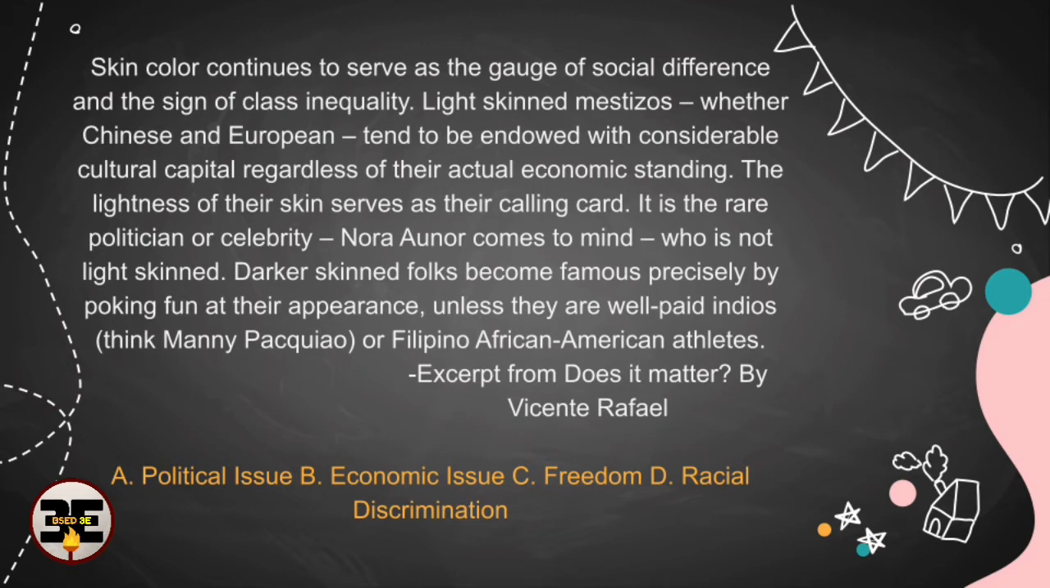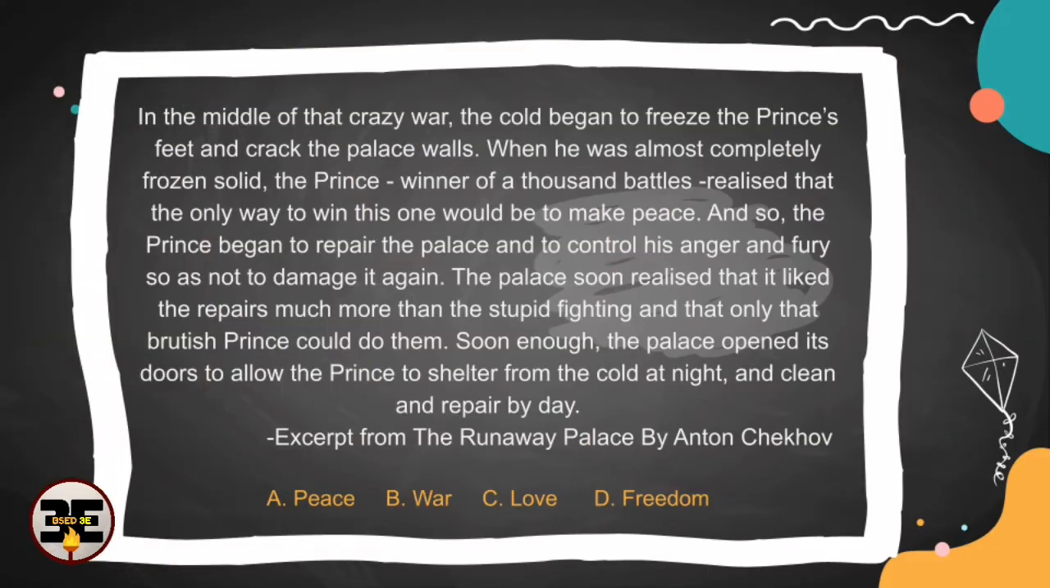Here's the last one. In the middle of that crazy war, the cold began to freeze the prince's feet and crack the palace walls. When he was almost completely frozen solid, the prince, winner of 1,000 battles, realized that the only way to win this one would be to make peace. And so, the prince began to repair the palace and to control his anger and fury so as not to damage it again. The palace soon realized that it liked the repairs much more than the stupid things, fighting, and that only the British prince could do them. Soon enough, the palace opened its doors to allow the prince to shelter from the cold at night and clean and repaired by day. An excerpt from The Runaway Palace by Anton Chekhov.